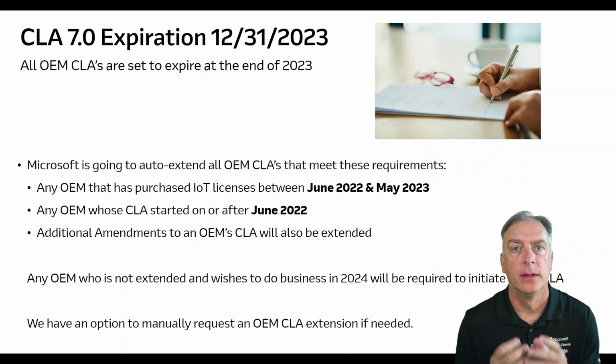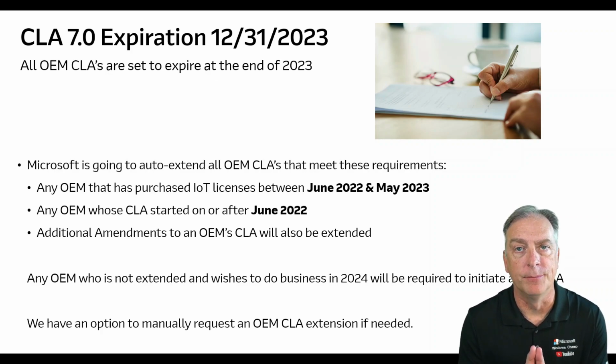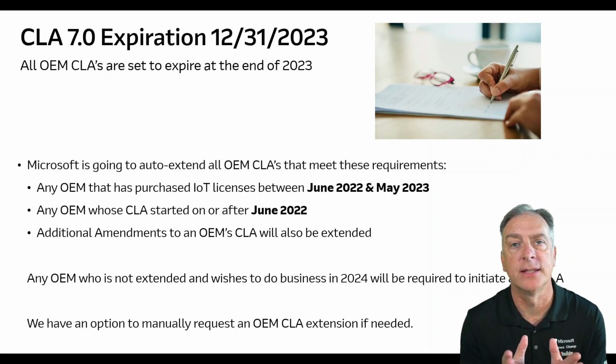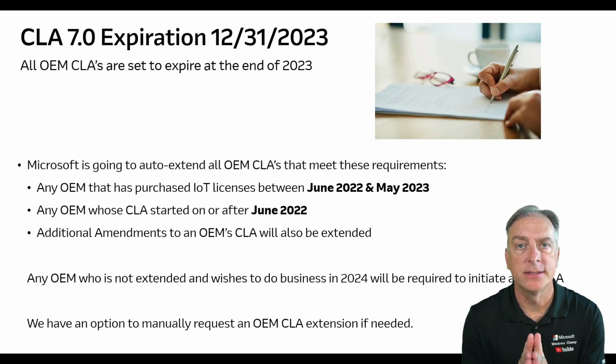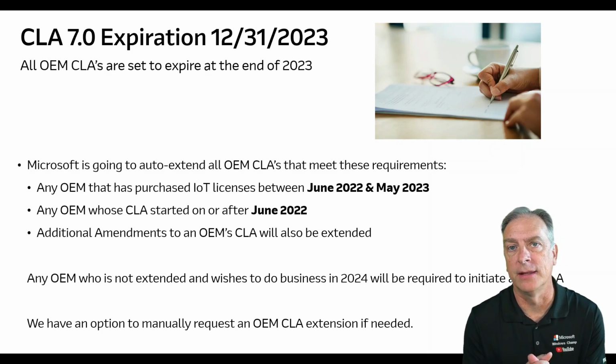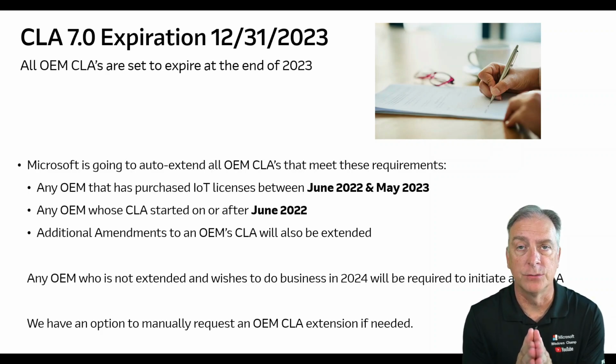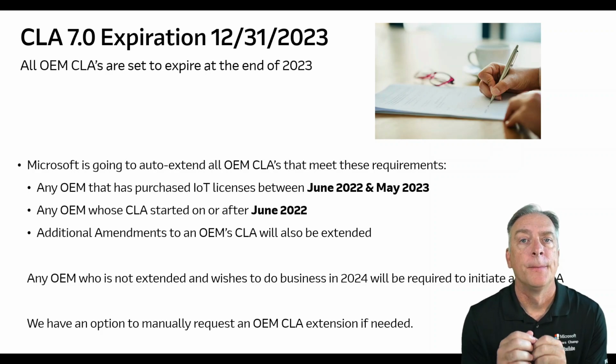Let's get into it. Customer License Agreement 7.0 is what all OEMs currently have in place, and all of those are set to expire at the end of 2023. Normally, Microsoft would have a new version, a CLA 8.0 with some additional terms, but they don't have that ready. So they said, let's take this opportunity, since all the CLAs are expiring at the end of 2023, to clean out the database a little bit. Let's get rid of some of those companies that signed CLAs years ago and either don't exist or just haven't been buying any licenses.